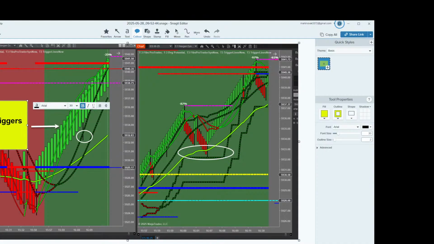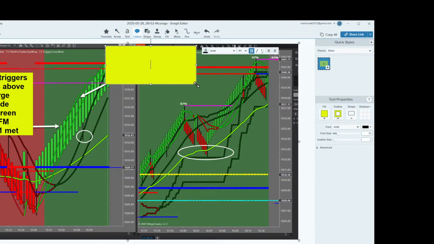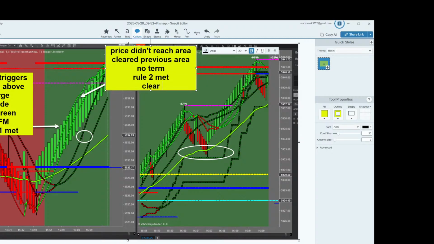type out strong triggers, smalls above large, wide, all green, whatever you need to do. Odds favorable, momentum. Rule 1 met. Why am I doing that annotation? Because I want this look. I want my brain to think this. I want my brain to say, oh my gosh, this is the best of the best. And I want to do this. And I'm going to say, price didn't reach an area. Cleared previous area. No term. Rule 2 met. Clear path.